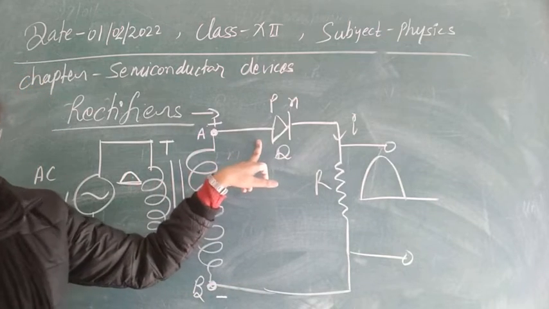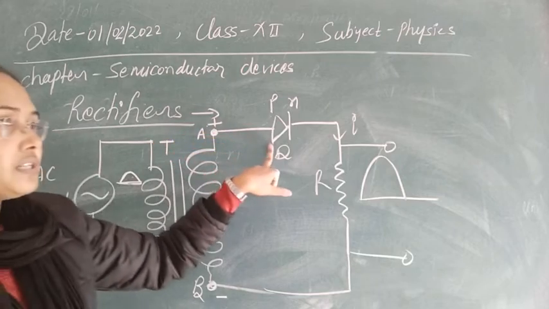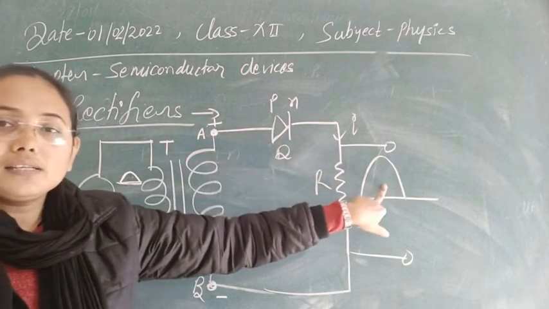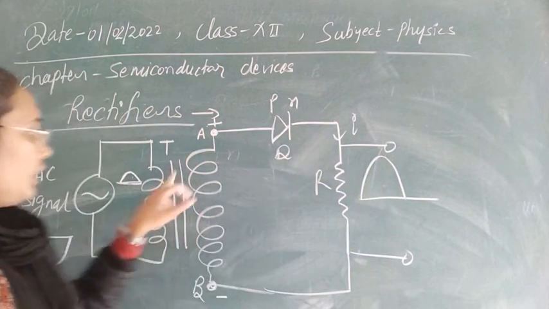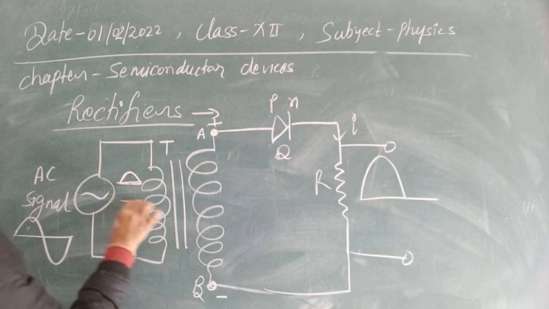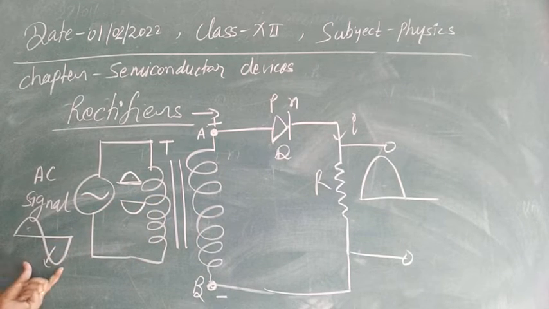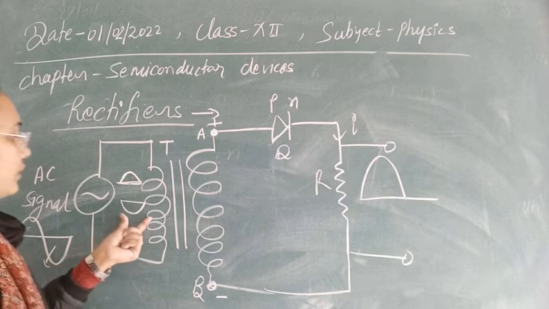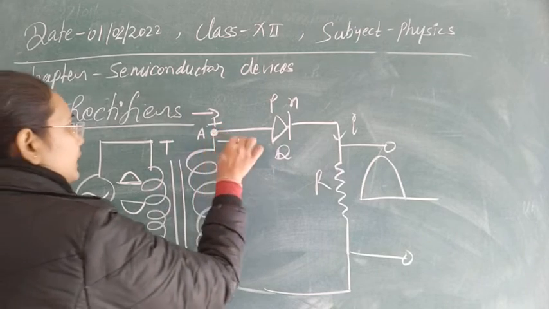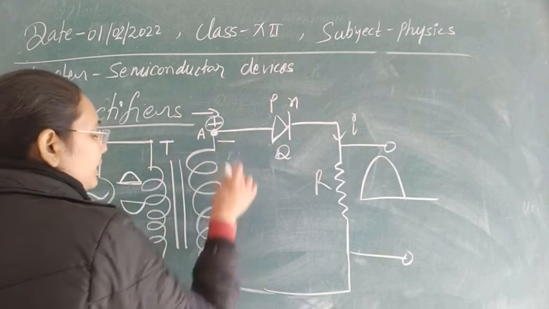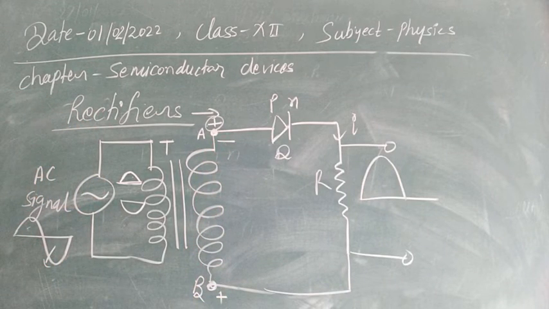So in the first case, when we applied the positive half cycle, this diode is in the conducting state, and due to conduction it is providing the output signal. Now let's see the second condition, when we are applying the negative half of the cycle. For the negative half of the cycle, end A will now become negative, and corresponding to terminal A, terminal B will now be the positive terminal.